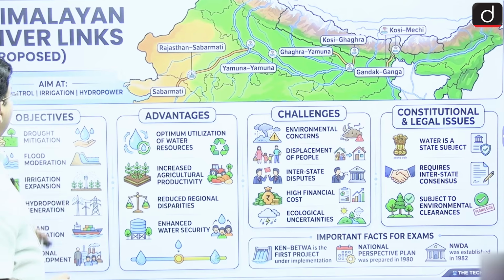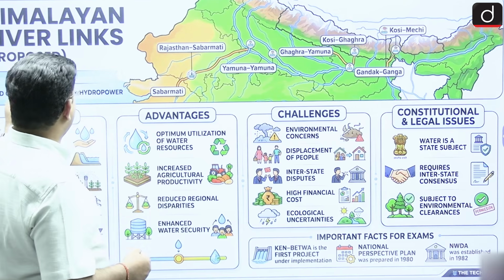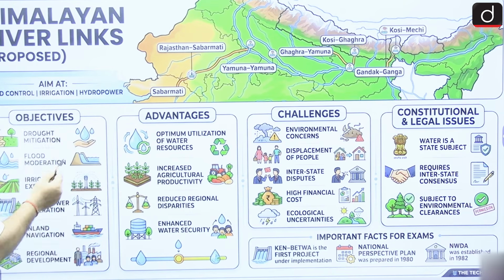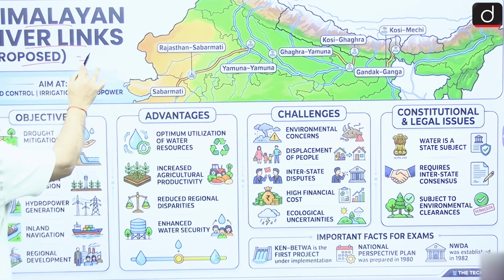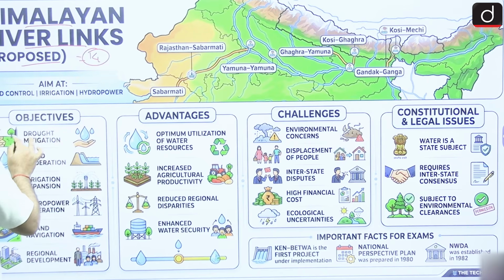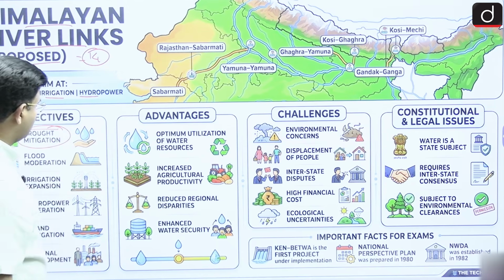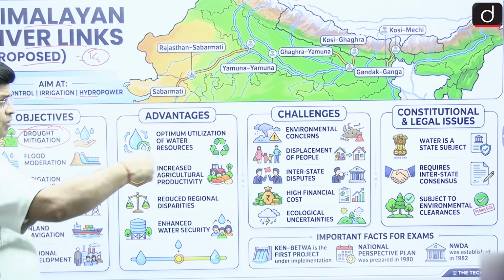If I am talking about the Himalayan rivers, there are 14 linkages, and what is their importance? These are the Himalayan river links, 14 in number. The objective is to control flood, irrigation, and hydropower. Drought mitigation means water given to the deficit region reduces drought, and by damming one river, the water is given to another.